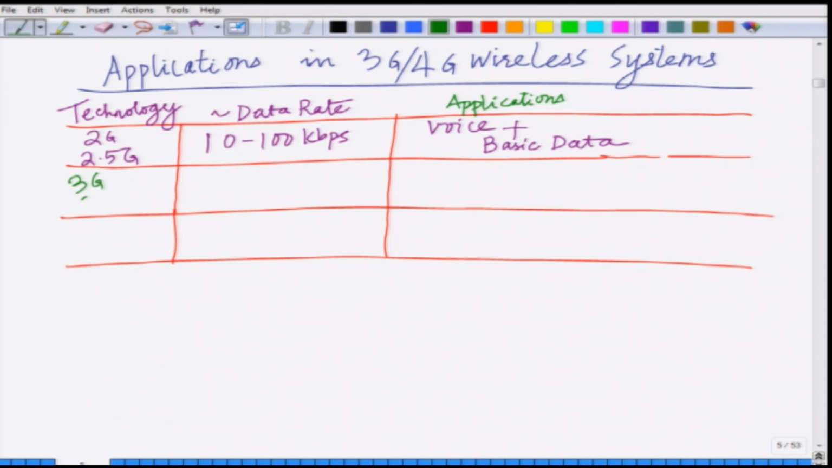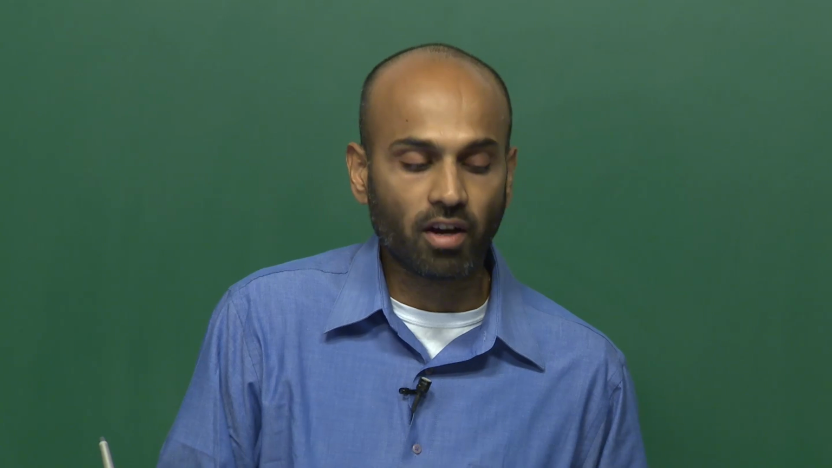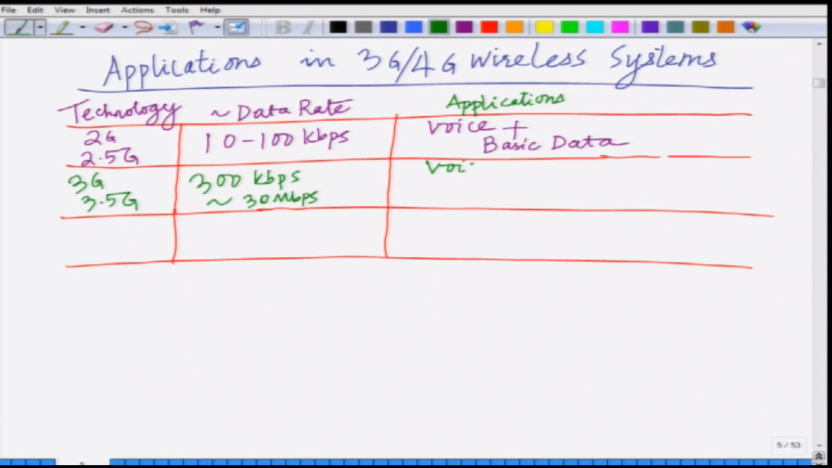In 3G and 3.5G systems, we have data rates approximately 300 kilobits per second to approximately 30 megabits per second, and this enables many more applications than what were possible in 2G and 2.5G systems, such as voice, high speed data access plus video calling and so on.